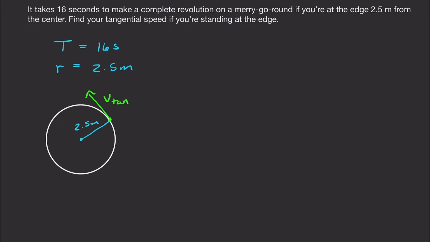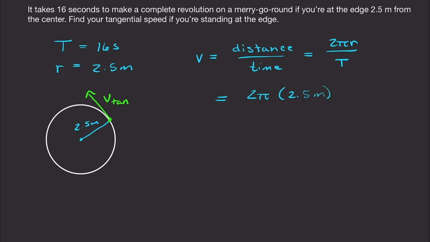And we know that our period is 16 seconds, and our radius is 2.5 meters. So we can again use our definition for speed, which is just distance over time. And this, for a complete circle, is just the circumference over the period. And since we have the radius and the period, we can just plug in 2 pi times 2.5 meters all over 16 seconds. And that gives us 0.98 meters per second.